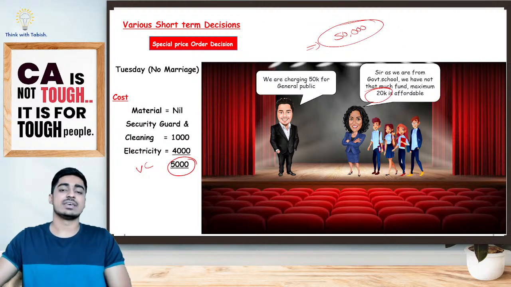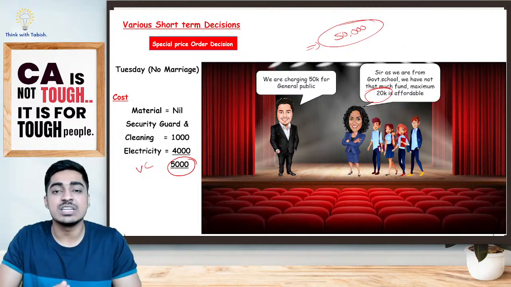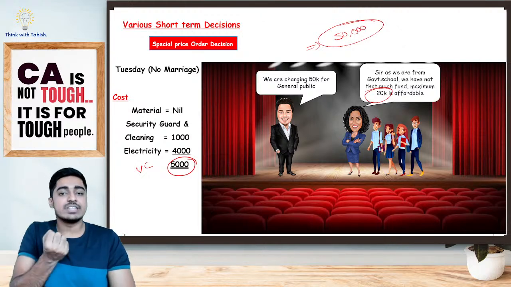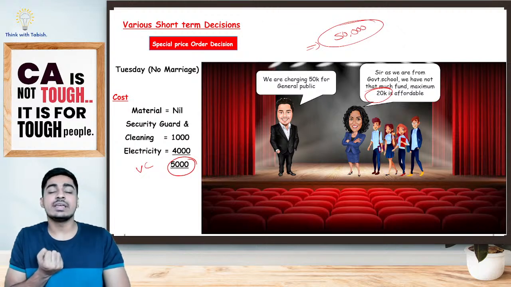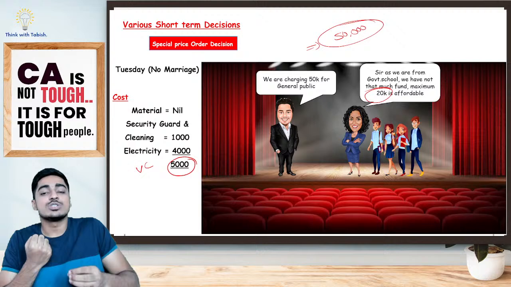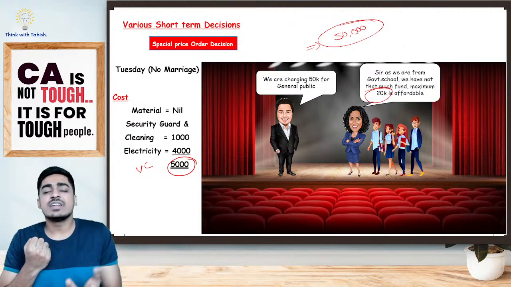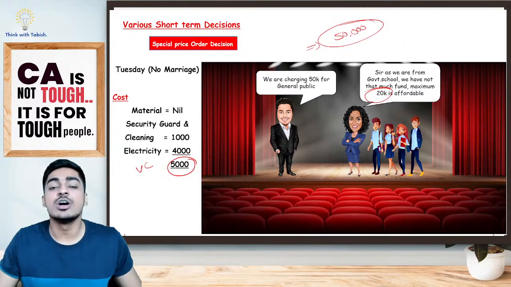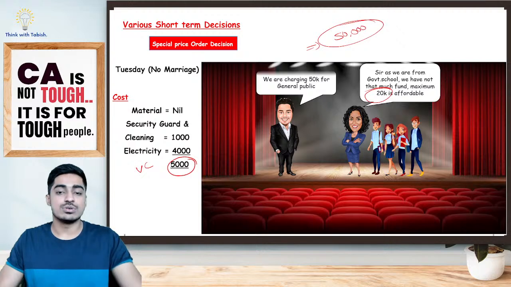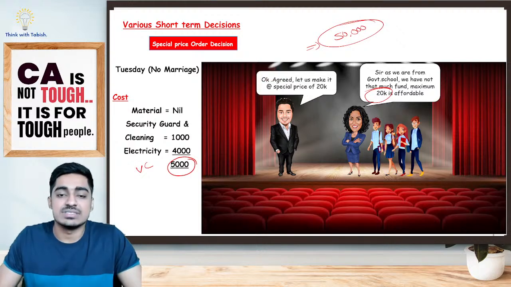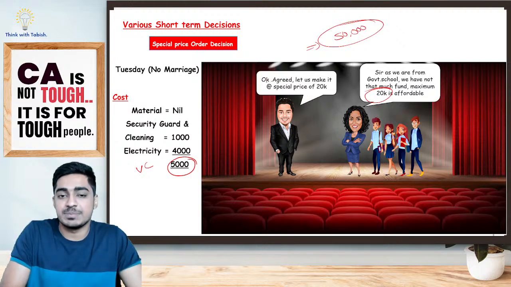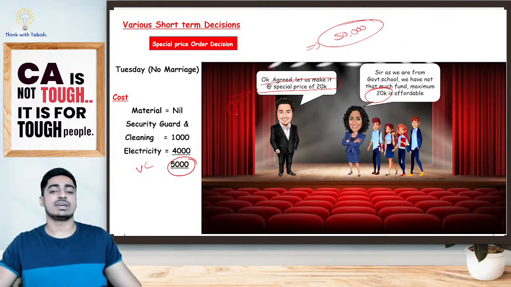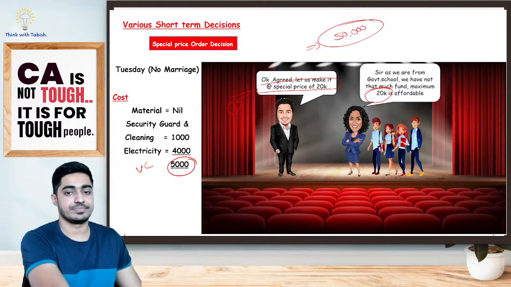What we are thinking, see, if we accept this special price order, we will get 20,000. To fulfill the special price order, how much cost should we incur? 5,000. We'll say, okay, still we'll be ending up with a profit of 15,000. So we can accept this. So we will accept the special price order at the rate of 20,000 rupees. Is it clear, students?